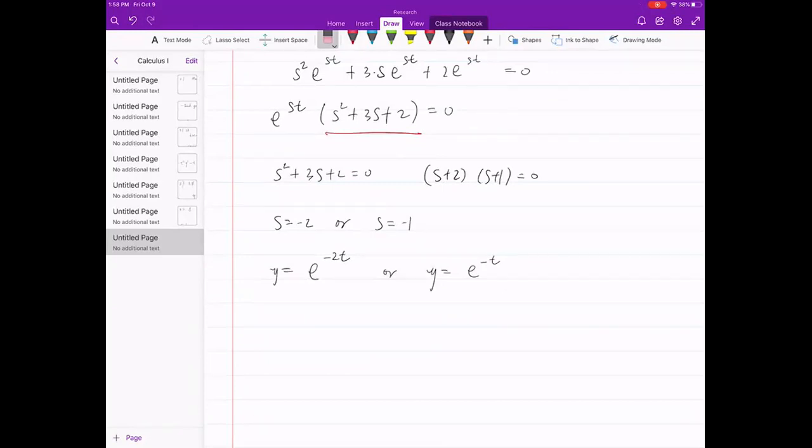Make sense so far? Okay. Only for this example though, but we solved it. That's why I hate this book. The book stopped here. Okay.